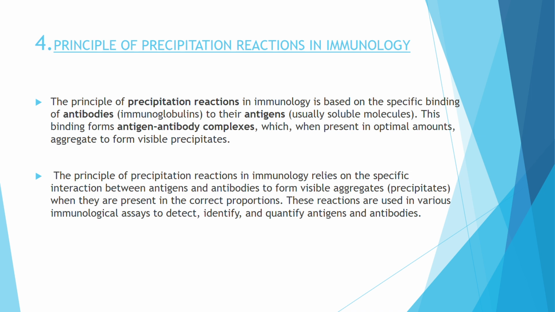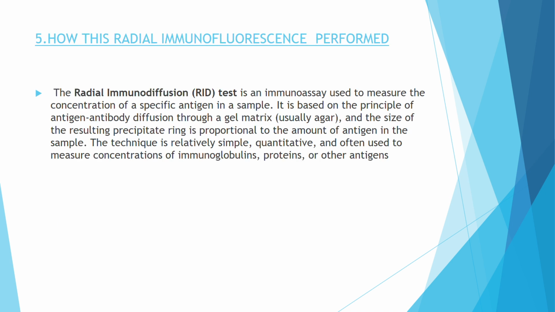The principle of precipitation reaction in immunology relies on the specific interaction between antigen and antibodies to form visible aggregates when they are present in the correct proportions. These reactions are used in various immunological assays to detect, identify, and quantify antigens and antibodies. Let's go to the last question.